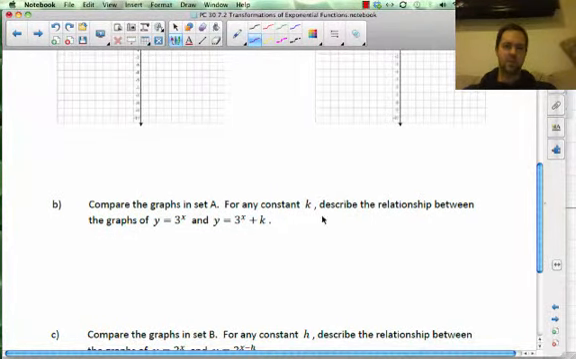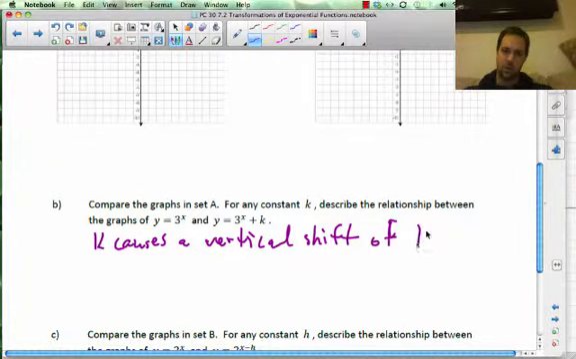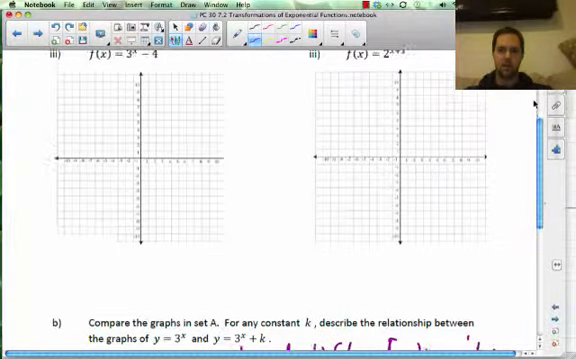So compare the graphs in set A for any constant k. Describe the relationship between the graphs of y equals 3 to the x, and y equals 3 to the x plus k. You could just write something simple here, such as: k causes a vertical shift of k units. Alright, so that's k. Fairly straightforward.